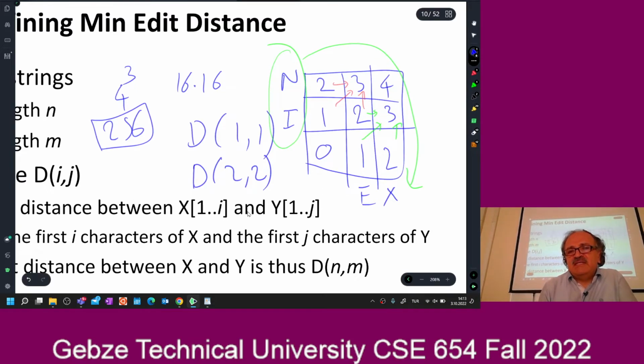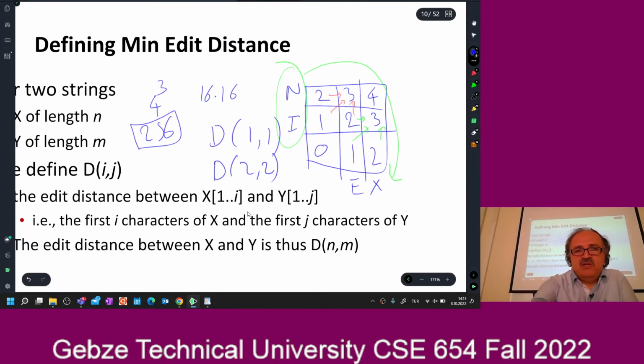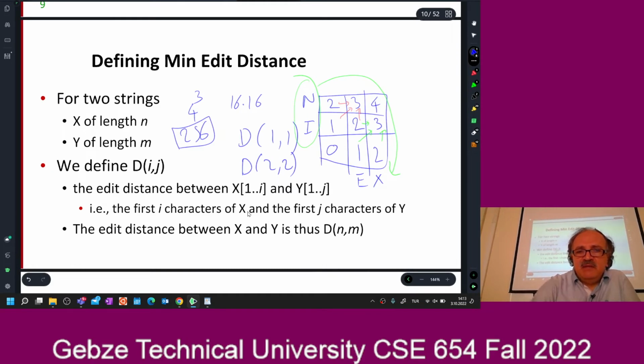So let's generalize this idea again. Remember what we are trying to do. This table, Dij, keeps the minimum edit distances between this string and this string: the first i letters of x and the first j letters of y. And I only filled the beginning part of this table. And you kind of understood how we are going to expand this.